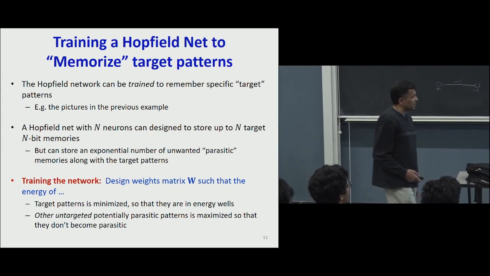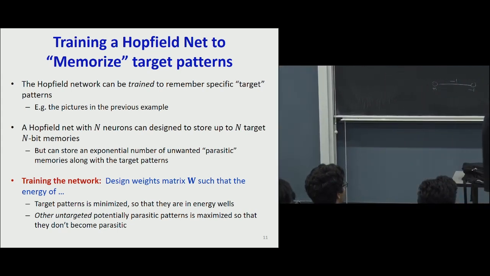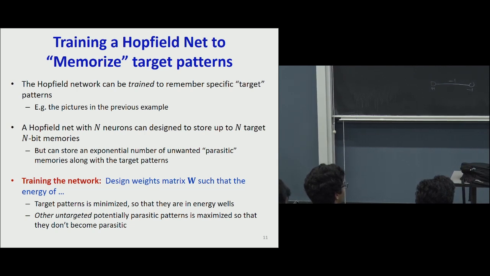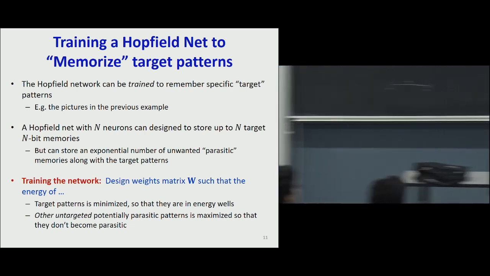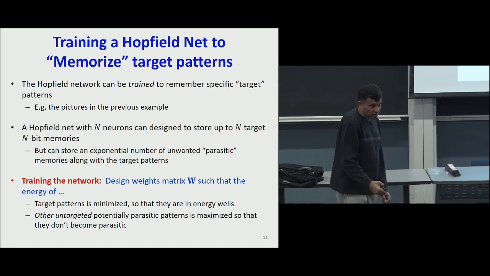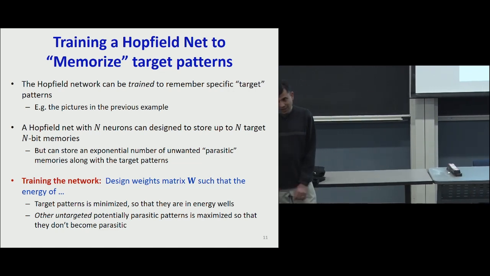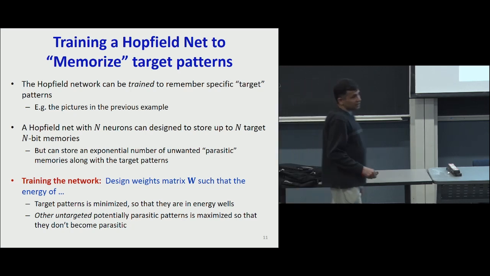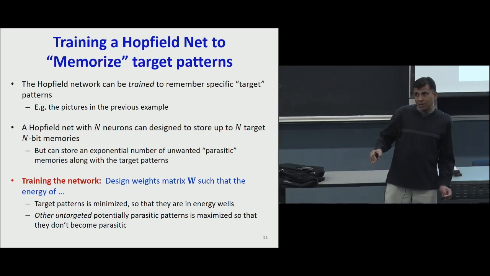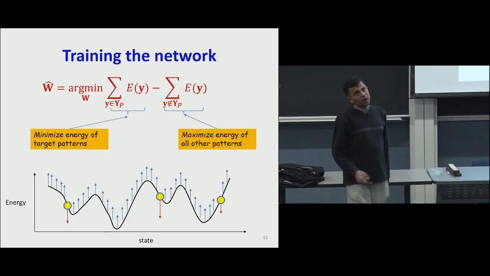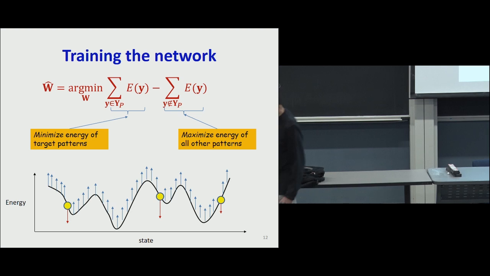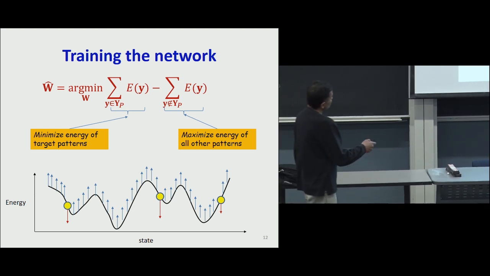These are fake memories. And so the business of training the network was to design the weights matrix such that the energy of the target patterns that you're trying to remember is minimized. That is, they must be in the energy wells. But those of the untargeted, potentially parasitic patterns is maximized. They're not in the energy wells, right? So we can think of this as an optimization problem. This was the last thing we saw in the last class.